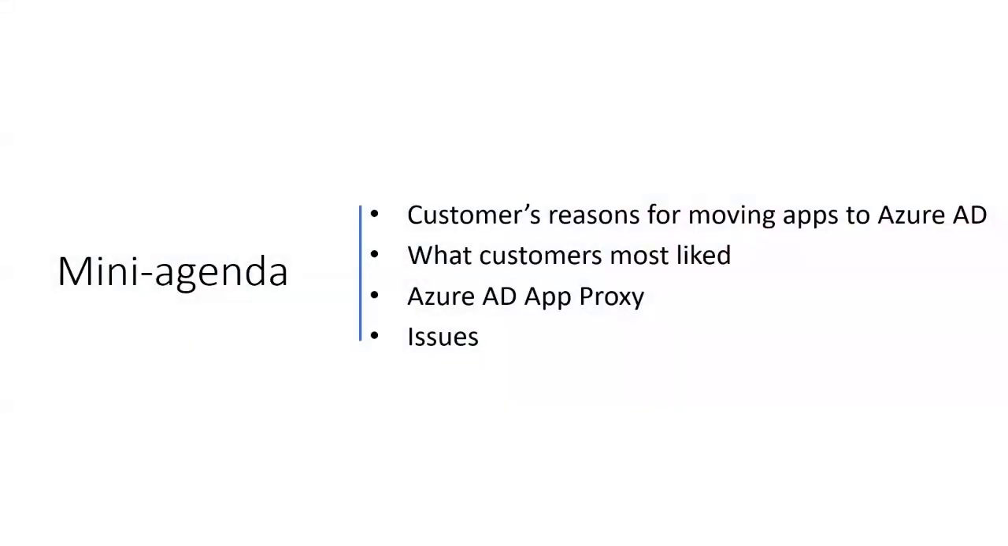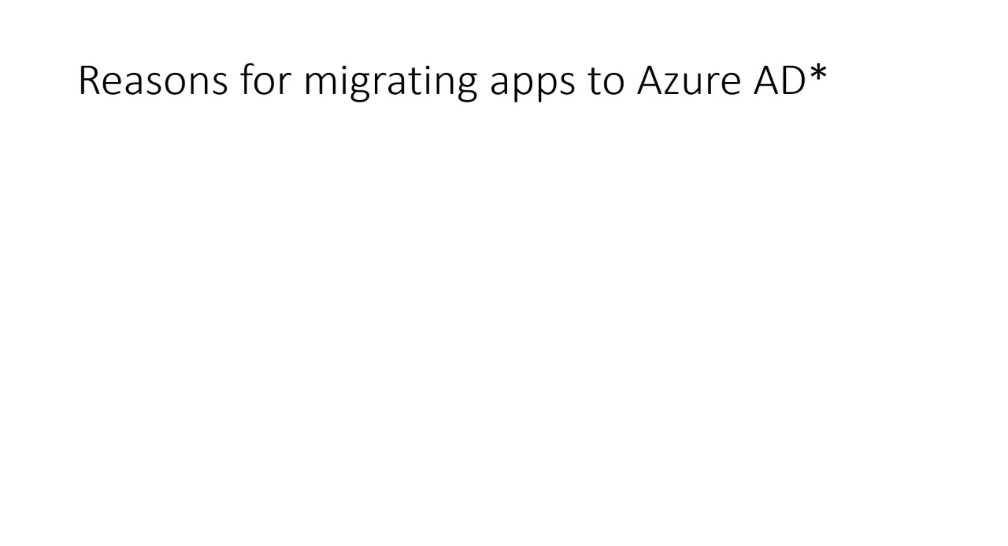I have a mini agenda for my part of the presentation. The first thing is, what were the reasons for moving the applications? Why did they do this in the first place? I also have some likes from the customer. What did they appreciate about this? I want to go through the Azure AD App Proxy that Peter mentioned, how it works and what it is. And also some of the issues that we found when trying to move the applications to Azure AD and how to work around them. The first is the reasons for migrating the apps to Azure AD.